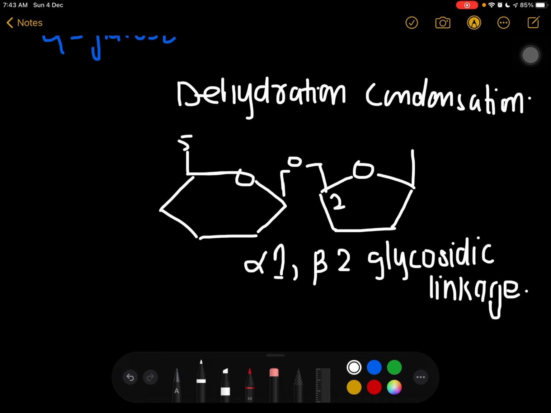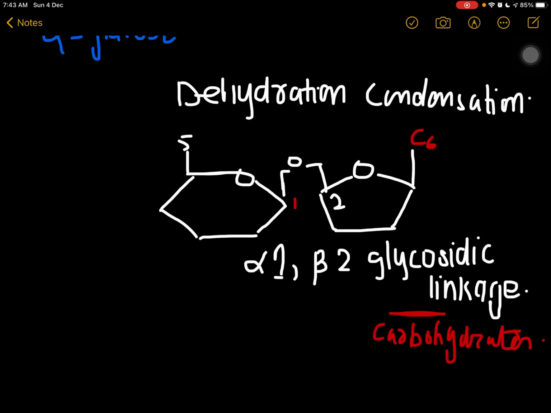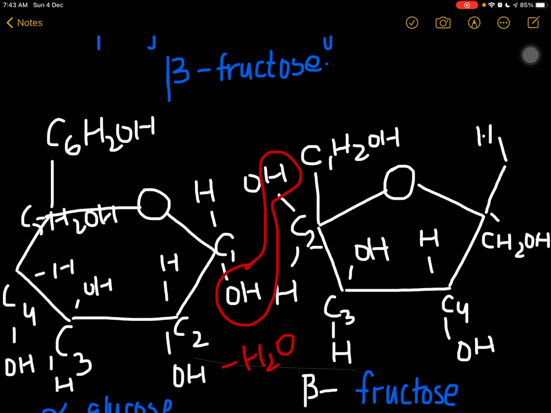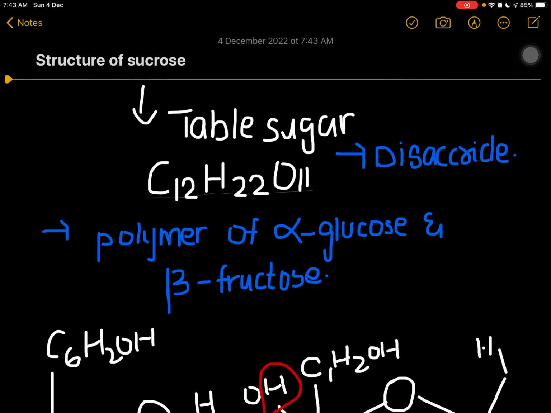Actually, we put alpha here because at glucose it was alpha, and at fructose it was beta. That's why alpha 1 beta 2 glycosidic linkage, okay, which is a characteristic bond of carbohydrates, right? So I hope this is clear to you. As you can see over here, this is carbon number 1 and this is carbon number 2 and this is carbon number 1. So that's why we have put alpha 1 beta 2 glycosidic linkage. So I hope this is clear to you. If you have any kind of question, you can ask me.